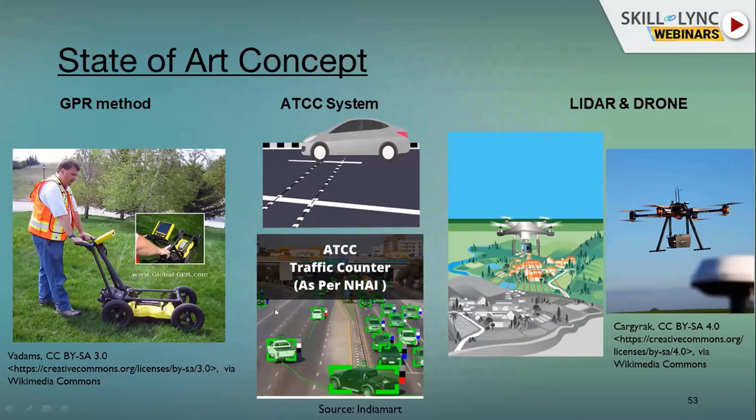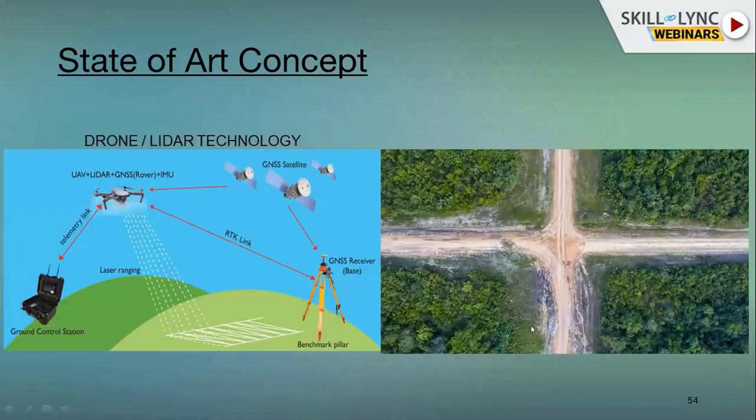This is the ATCC traffic counter, the strip they fit, and when a car or truck passes, it counts the number. And this is the LiDAR, and these are the drone pictures. Nowadays, by drone, we can survey areas very fast. This is just a pictorial view of how a drone captures and how the laser returns its data. And this is the output of the drone survey, what we get after processing the data.